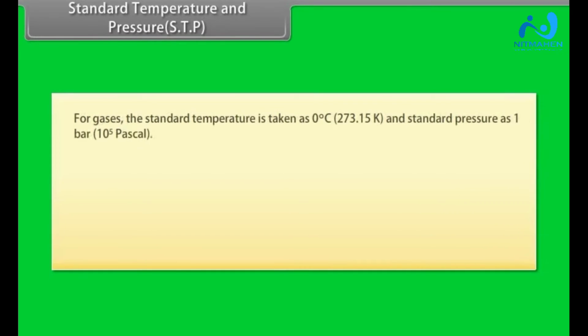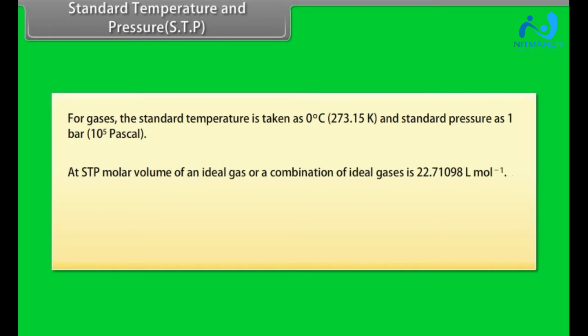Standard temperature and pressure, S.T.P. For gases, the standard temperature is taken as 0 degrees Celsius or 273.15 Kelvin and standard pressure as 1 bar or 10 raised to the power 5 Pascal. At S.T.P, the molar volume of an ideal gas or a combination of ideal gases is 22.71098 liter per mole. Another unit for pressure measurement is torr. 1 torr is equal to 133.322 Pascal.